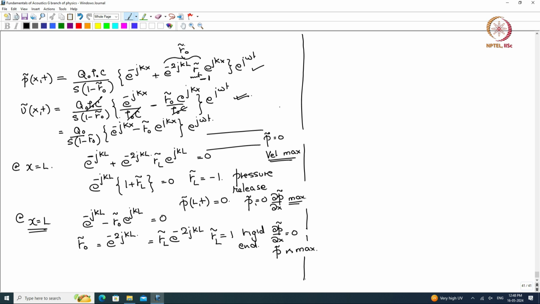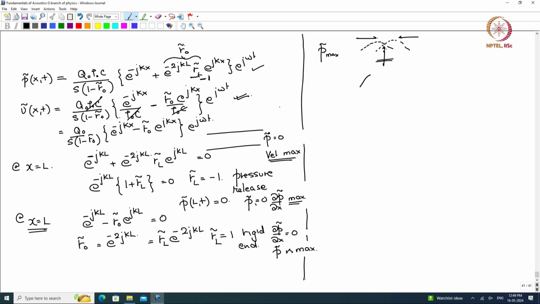Okay, that is because when you have a pressure maximum, that means the incident and the reflected waves have equal amplitudes at that point. So this is the incident and this is the reflected, they have equal amplitudes. That's when you have a pressure maxima. This is where you have a pressure maxima. And what is happening is that they are in phase.